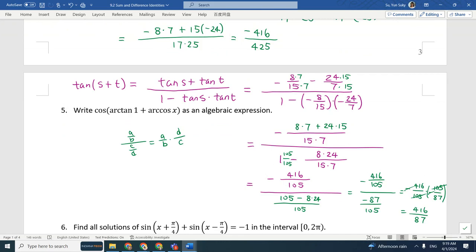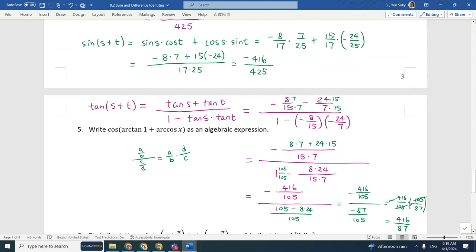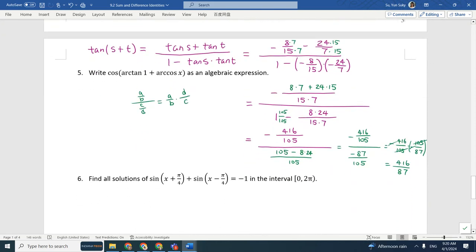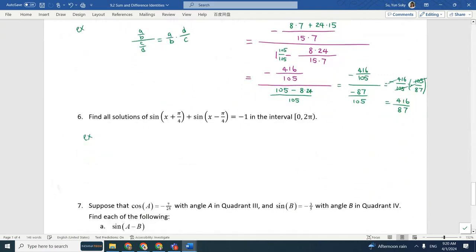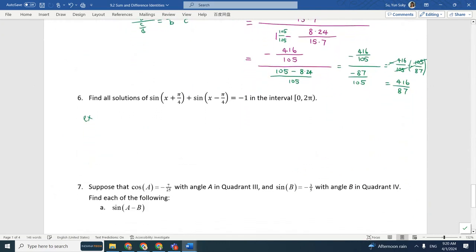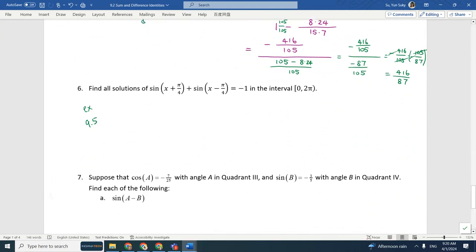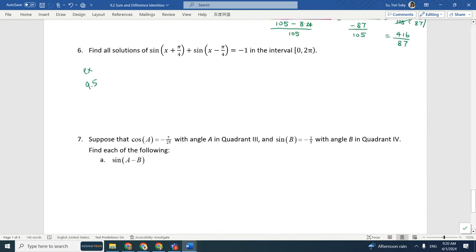Everybody understand this type of problem? Okay, good, because your exam will have some problems similar to this. Problem 5, I will let you do as an exercise. Problem 6, we will talk about in 9.5, then we can come back to do this example 6.